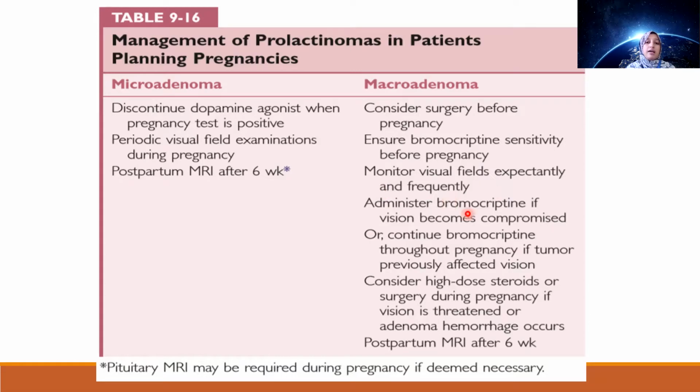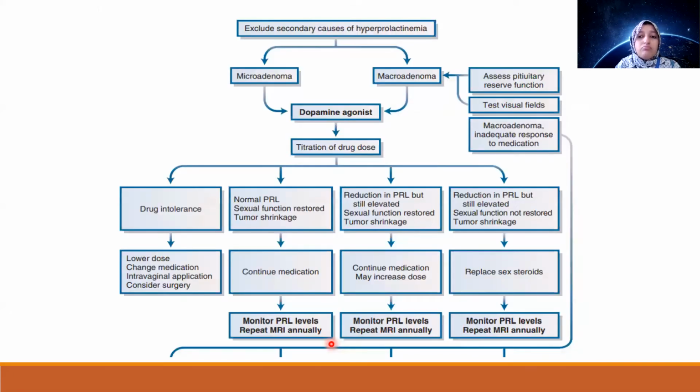Monitor visual fields frequently and expectantly, and administer bromocriptine if vision becomes compromised. Or you can continue bromocriptine throughout pregnancy if the tumor had previously affected vision, so you cannot take the risk of getting your vision affected. And if in case it does become affected, then consider high dose steroids or plan the patient for surgery even during pregnancy to save the vision or save the adenoma from getting a hemorrhage. And again, do a postpartum MRI after 6 weeks.